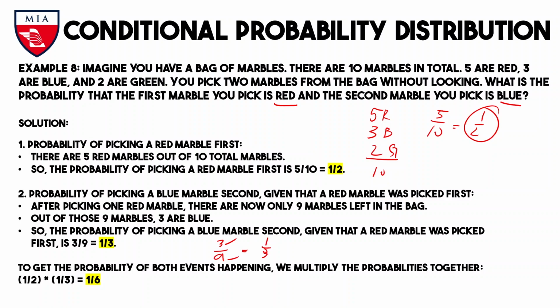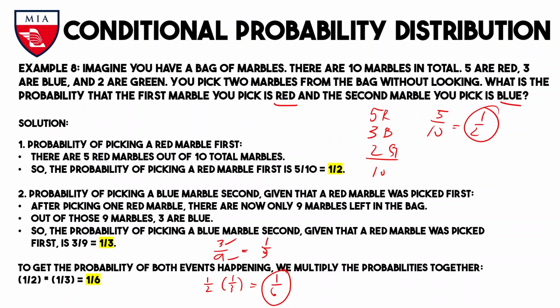So, like I said, in terms of conditional probability, to get the probability of both events happening, with the multiplication rule, we multiply the probabilities together. So we have 1 over 2 multiplied by 1 over 3. Therefore, we have 1 over 6 as our answer. So that's how we compute a certain conditional probability. Conditional is more or less like joint, but it depends on the condition.